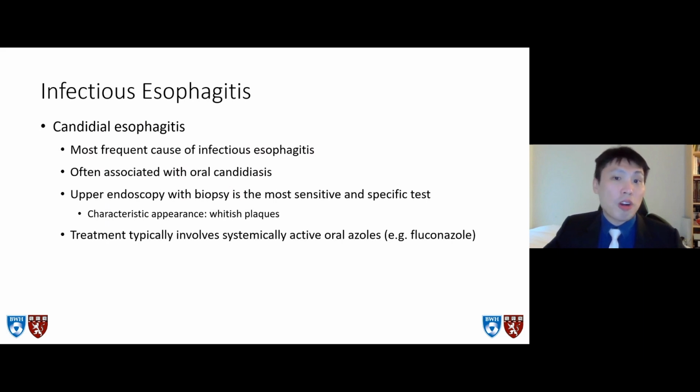Candida is the most frequent cause of infectious esophagitis. It's most often associated with oral candidiasis as well. Upper endoscopy with biopsy is the most sensitive and specific test for them, and the characteristic appearance is these whitish plaques we might see throughout the esophagus. Treatment typically involves systemic treatment with an oral azole like fluconazole.